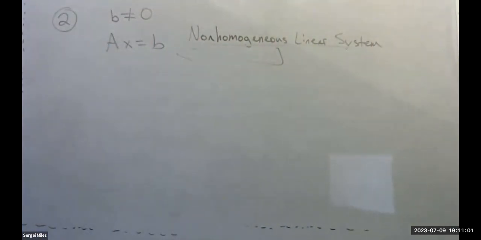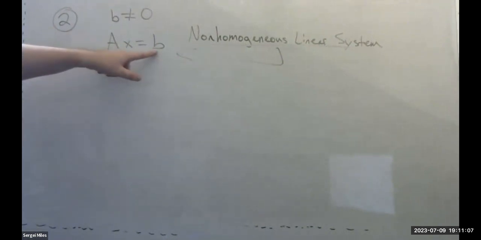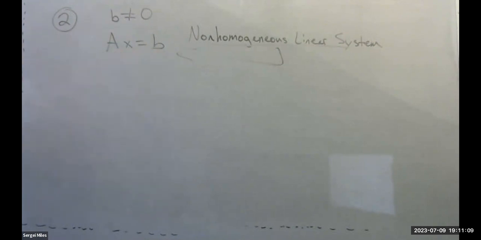Right? So what makes the difference between non-homogeneous and homogeneous? What is the matrix equation equal to? If it's equal to 0, it's a homogeneous system. If it's equal to a non-zero vector, then it is a non-homogeneous system.